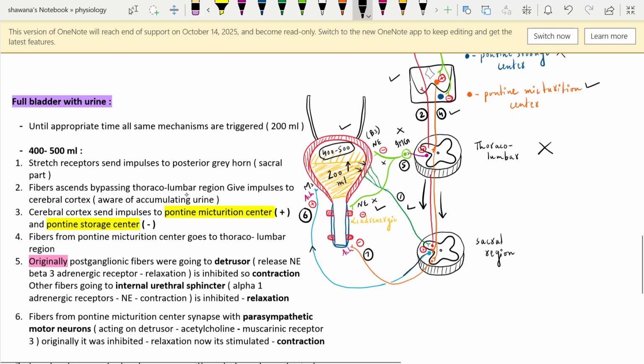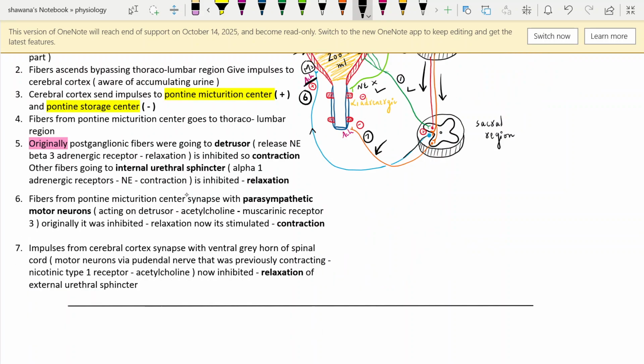Last but not least, it was the pudendal nerve, right? The seventh is the pudendal nerve. Fibers from the anterior gray horn. These fibers were originally descending from the pons and the cerebral cortex, right? Fibers from the cerebral cortex synapse with the anterior gray horn of the spinal cord, and the motor fibers will go via the pudendal nerve.